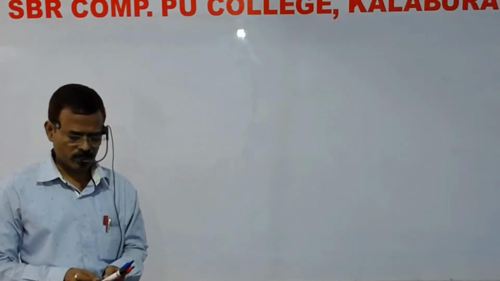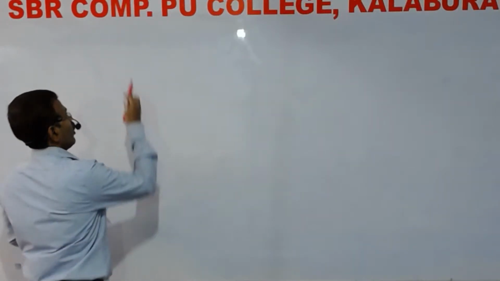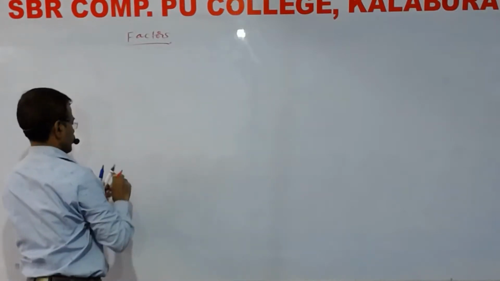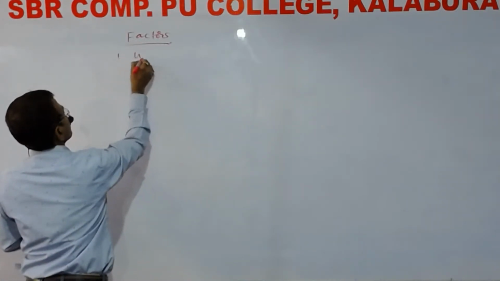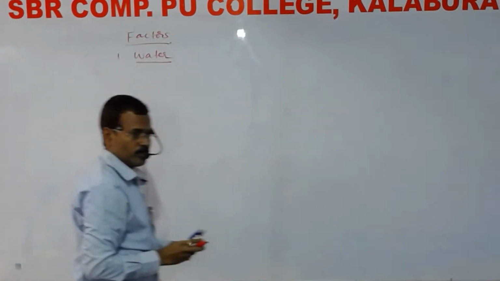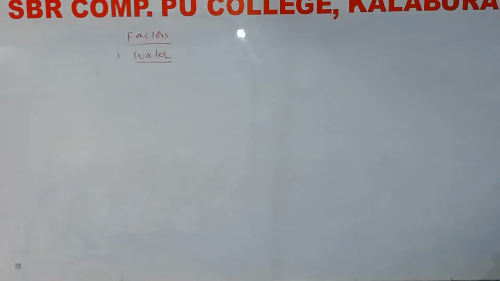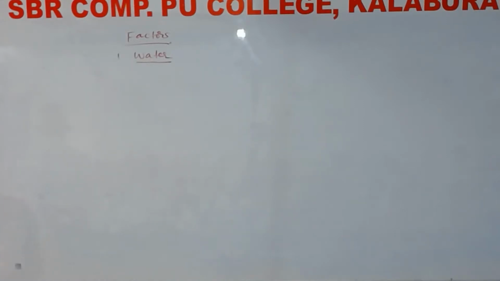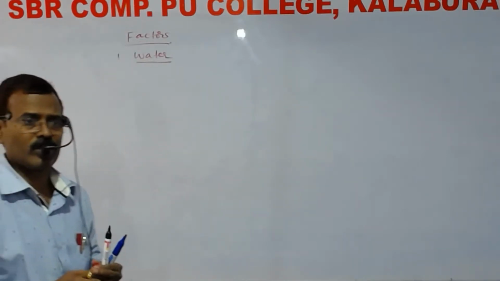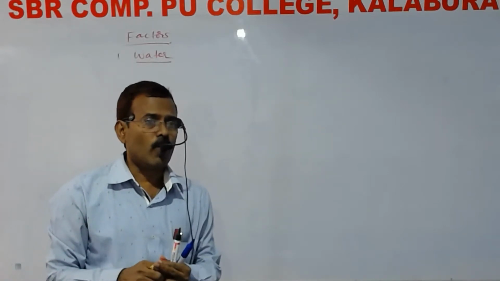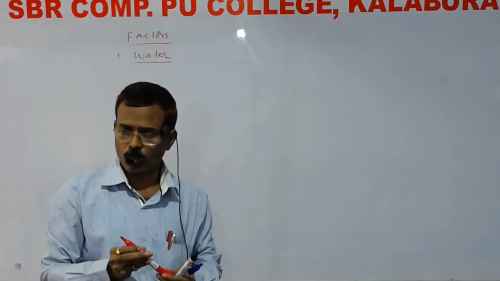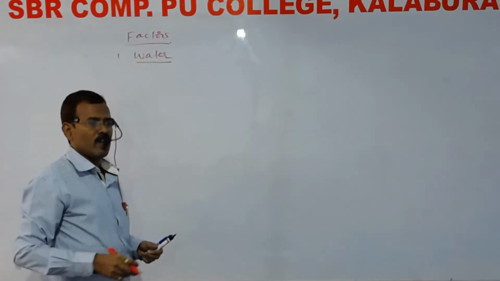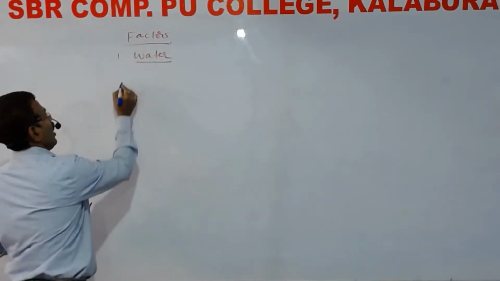Factors which affect photosynthesis. I was discussing mainly water. I told you, out of the total water absorbed by the plants with the help of the root system, hardly 1% of water is utilized for photosynthetic activity or for metabolic activity. So usually water is not a limiting factor.